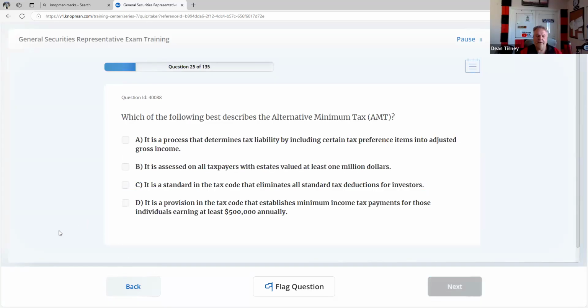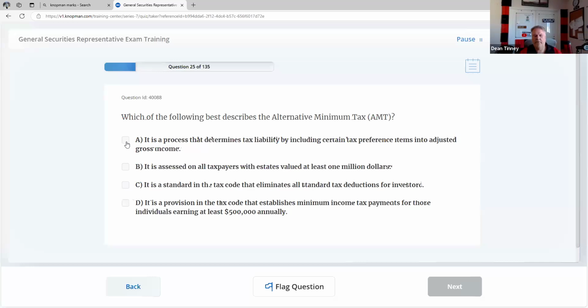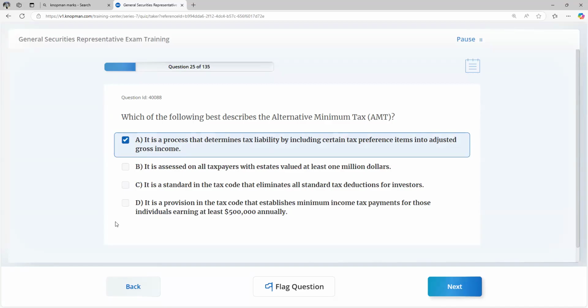Which of the following best describes the AMT? Okay, it's assessed... no, it's not on all taxpayers. It is a standard in the tax code that eliminates... It is a process for... I feel like it's A. You are correct. And remember, the bonds that are preference items are the industrial development revenue bonds, known as private activity bonds. Yeah, that's a preference item, and public purpose non-essential.